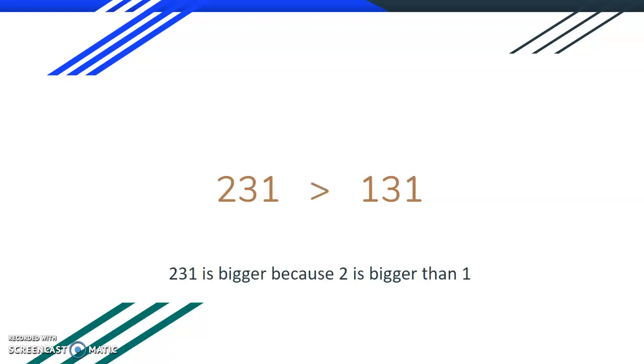In this case, our sign with the open side is going to be going towards our 231 because 2 is bigger than 1, and those are the numbers in our hundreds place.